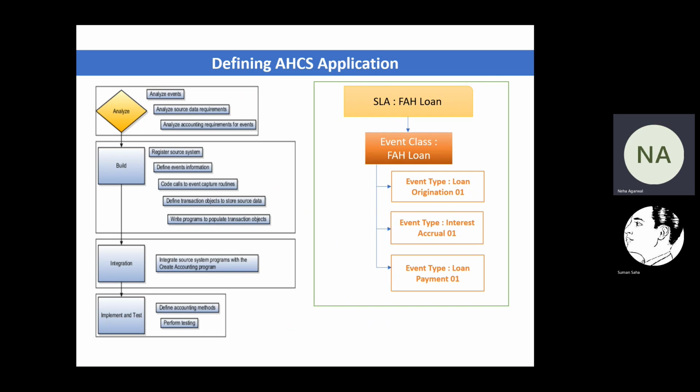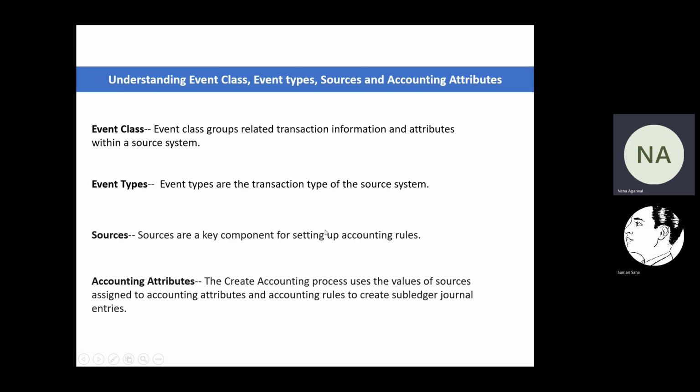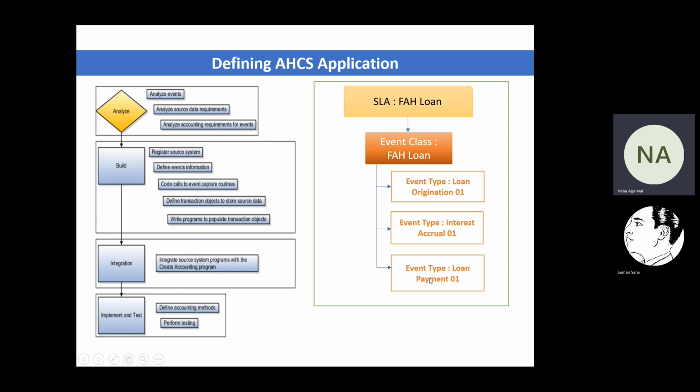Now we're going to create our source system in this spreadsheet. So we are creating this FAH loan application where we have the event class as FAH loan, as both these names will be same, and we will have three event types: loan origination 01, interest accrual 01, and the event type loan payment 01. So these three will be our event types. To give the uniqueness, I have just added that 01 to the event types.